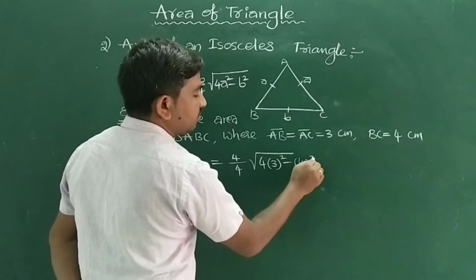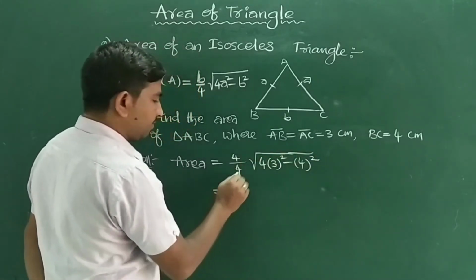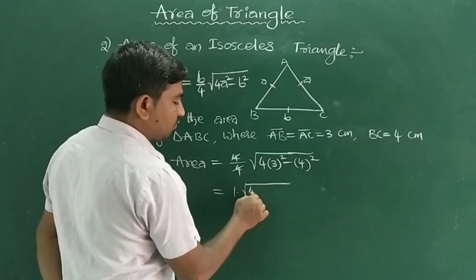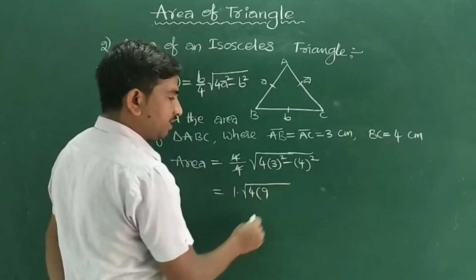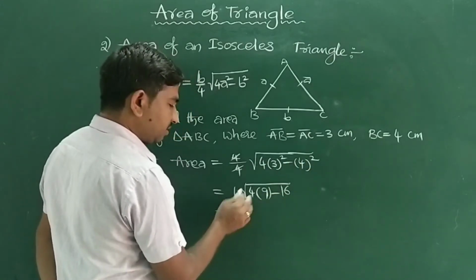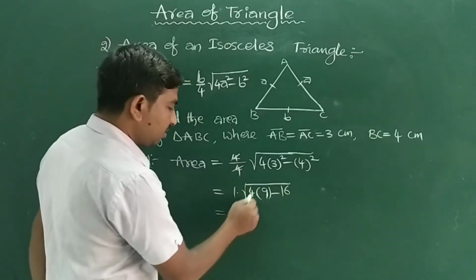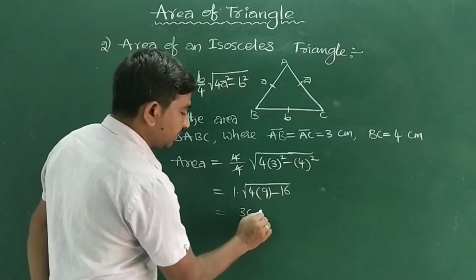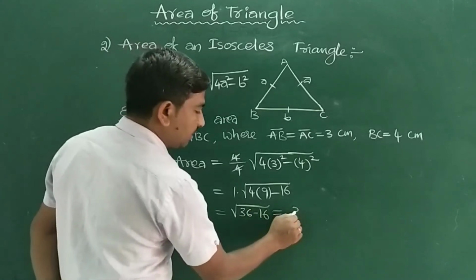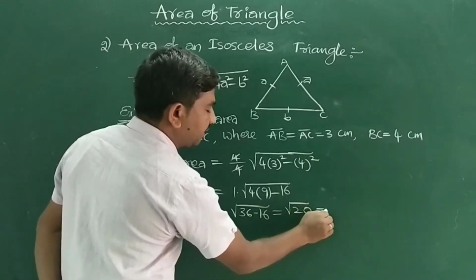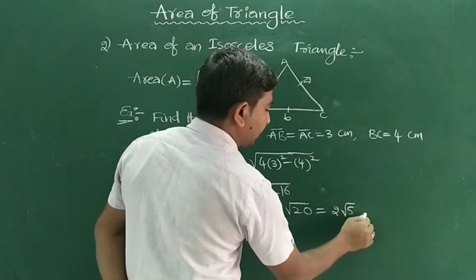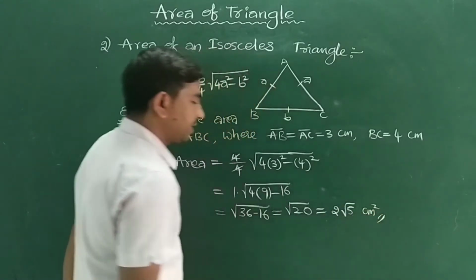b is 4. So by simplifying this, the 4 will get cancelled. 1 into under root 4 times 3 square, that is 9, minus 4 square, that is 16. No need to write 1. 4 nines are 36 minus 16, that is under root 20, which we can write as 2 root 5. The units are centimeter square if the lengths are given in centimeters.